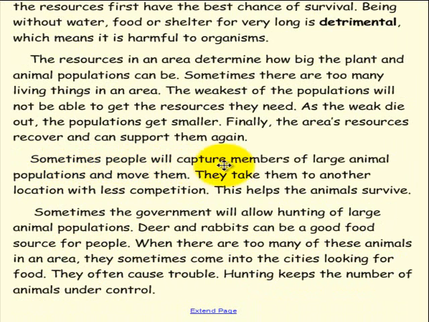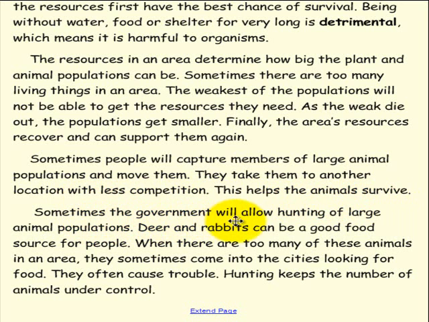Sometimes people will capture members of large animal populations and move them. They take them to another location with less competition. This helps the animals survive.